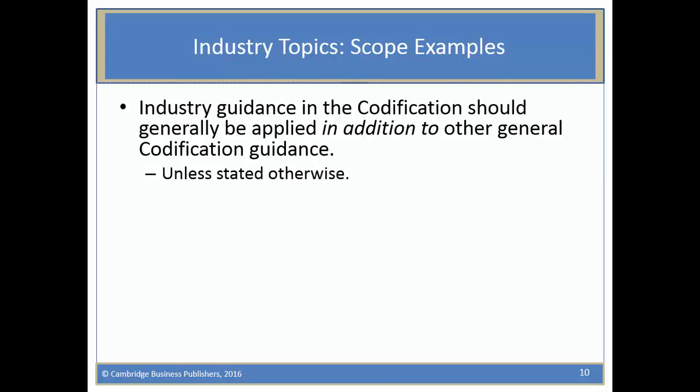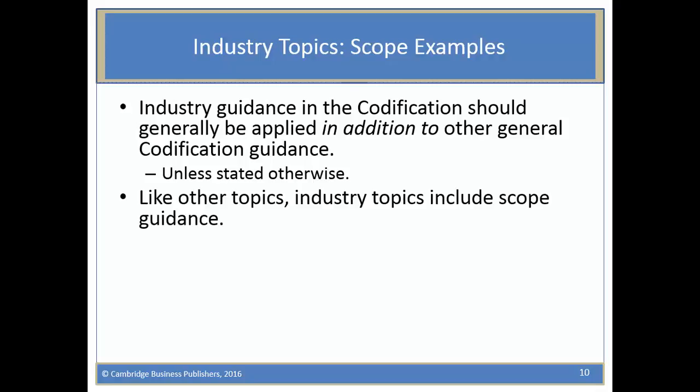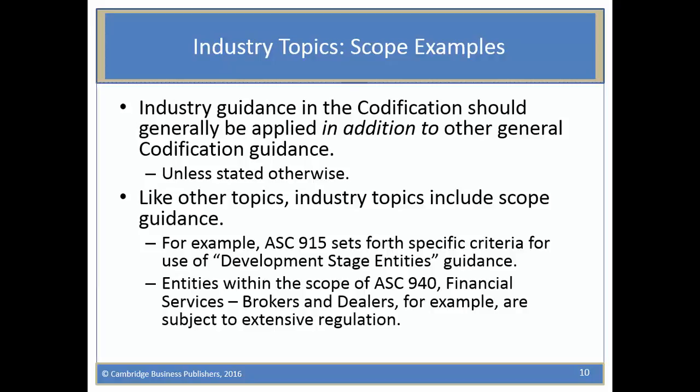Industry topics. Industry guidance in the codification should generally be applied in addition to other general codification guidance, unless otherwise stated. Like other topics, industry topics include scope guidance, and here's an example that you can read through. And notice this says specific criteria to use, subject to extensive regulation.